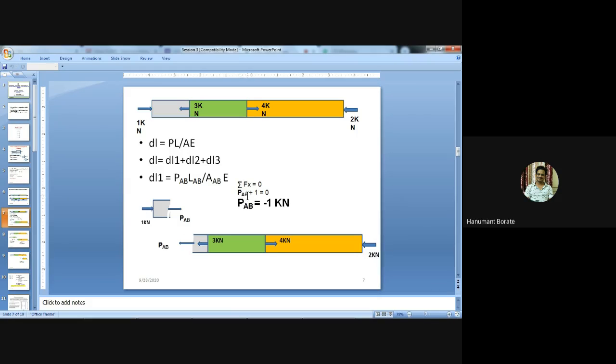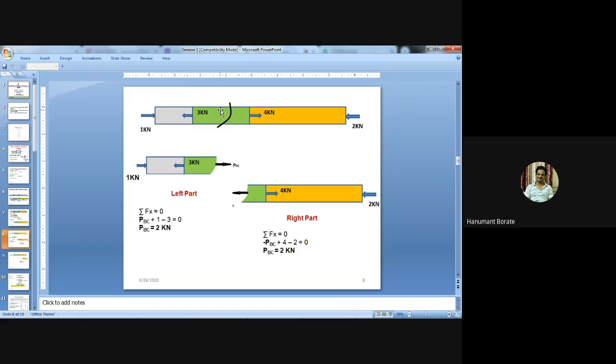By using the sign convention, we will get PAB plus 1 equal to 0. So finally we get PAB equal to minus 1 kilonewton, right? PAB equal to minus 1 kilonewton means it is a compressive force, but you need not change the sign for further calculation. Now we'll see the second member.